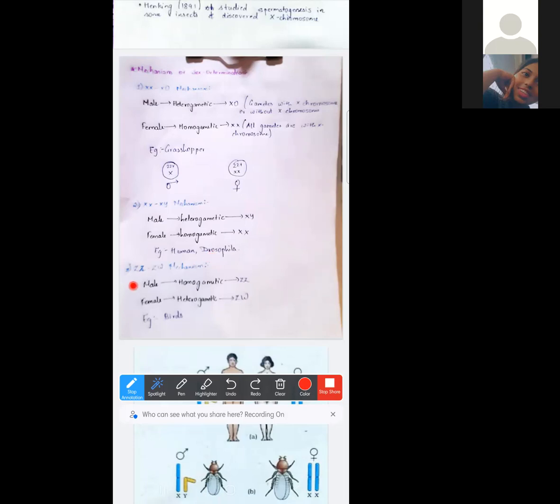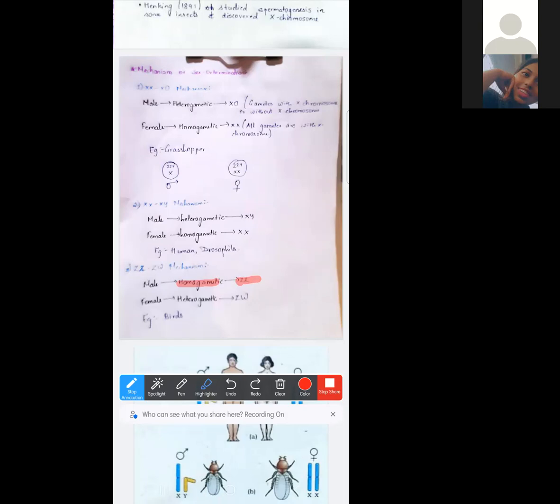Now, the third mechanism is the ZZ-ZW mechanism. The ZZ-ZW mechanism is quite different from the XX-XO and XX-XY mechanisms. How? We'll see now. In this ZZ-ZW mechanism, males are homogametic. That is, they have similar gametes. Therefore, all the gametes produced by the males will have the Z chromosome.